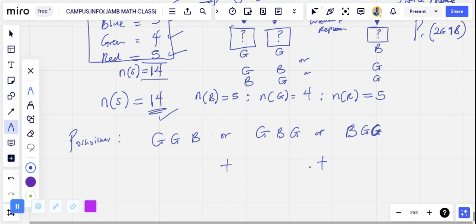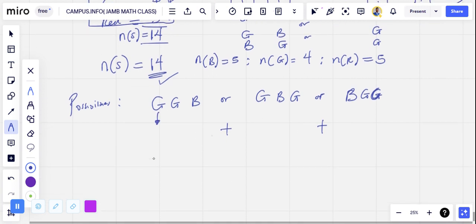Now, what's the probability of picking this green? The probability of selecting this green is what? What is the definition of probability? Number of that event, green, over number of sample space. Yes or no? That's the definition of probability, right? So what is the number of green? The number of green is 4. That is 4, over the number of sample space, 14. Are you guys following? So that is for green.